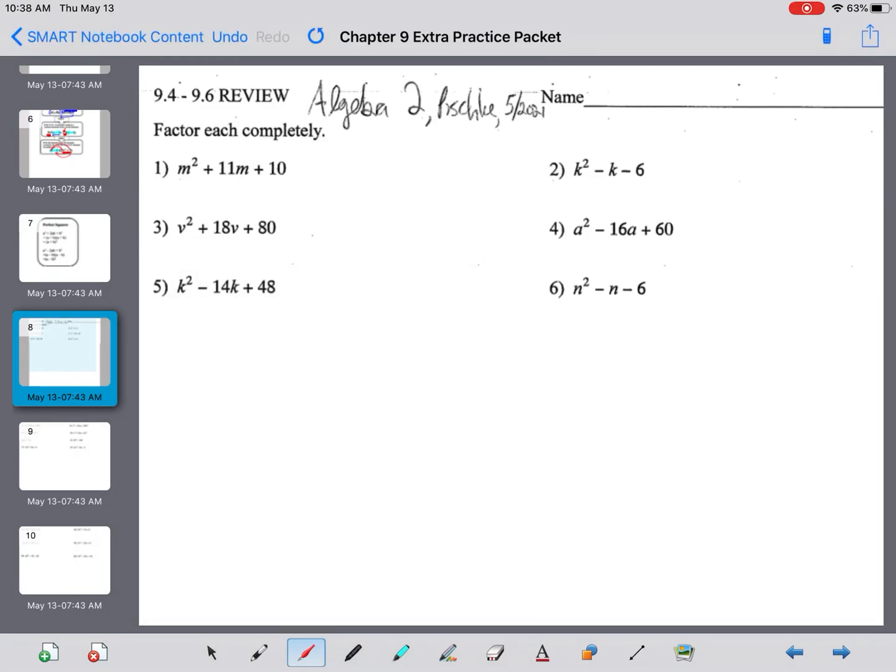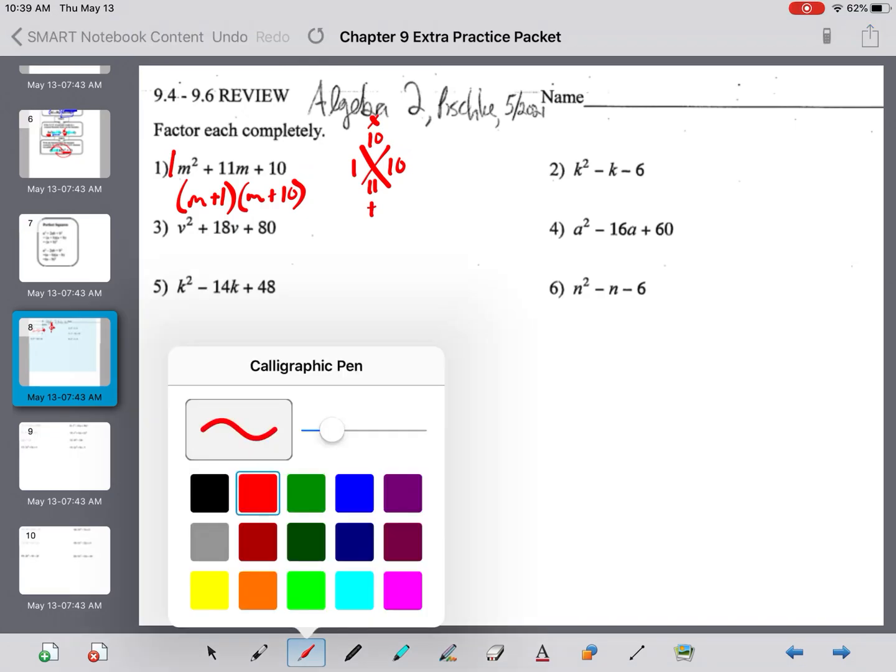We got a trinomial, so we're thinking diamond method of one sort or another. The leading coefficient is 1, so that's sweet. We're trying to multiply to 10 because that's your C value, and add to 11 because that's your B value in the middle there. So 1 and 10 work. So just shove those behind the variable, which is m in this case. So m plus 1 in parentheses is a factor times m plus 10. If you FOIL that together, it works out.